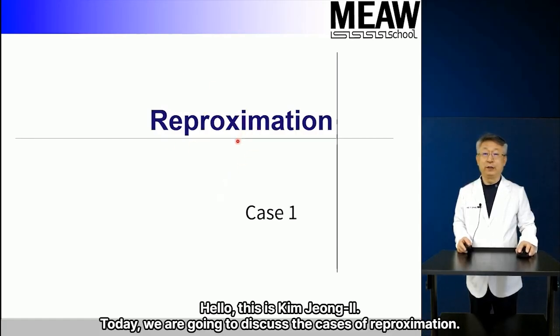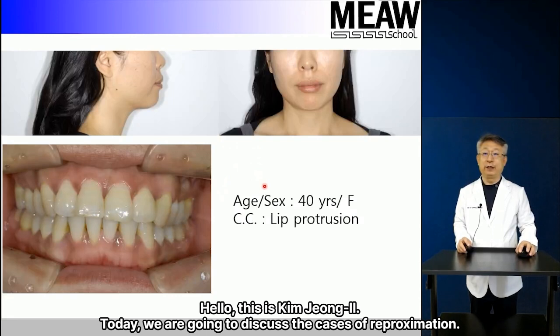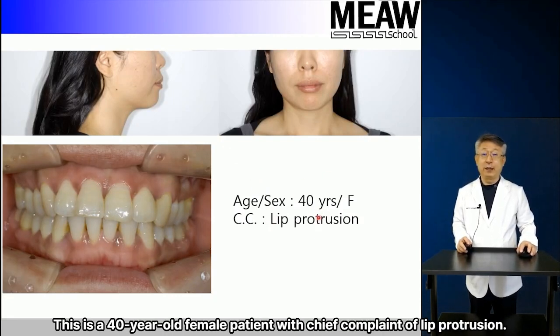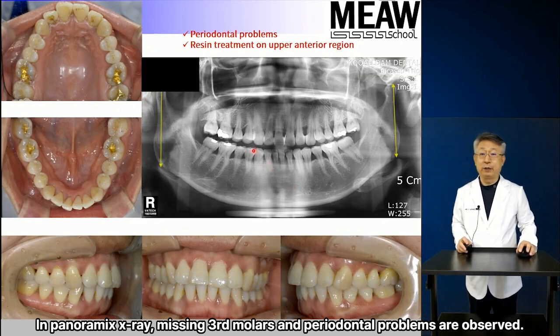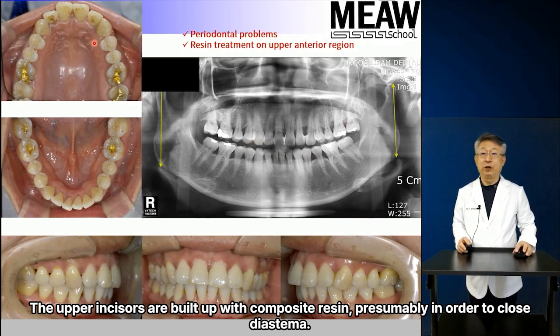Today, we are going to discuss the cases of reproximation. This is a 40-year-old female patient with chief complaint of lip protrusion. A slight lip canting and lip protrusion are observed. In panoramic X-ray, missing third molars and periodontal problems are observed. The upper incisors are built up with composite resin, presumably in order to close diastema.